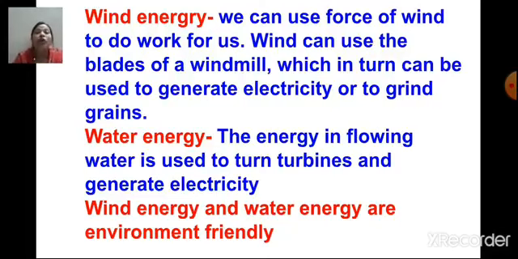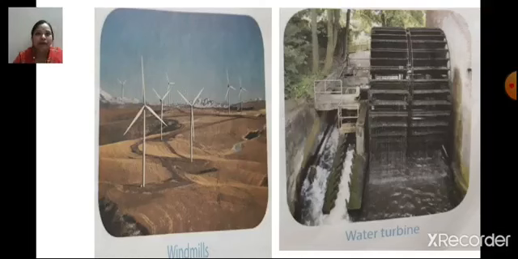Now the next is water energy, or we also call it hydro energy. The energy of flowing water. As we use the energy of flowing wind, we also use the energy of flowing water. And how is it used? It is used to turn the turbines to generate electricity. Both water energy and wind energy are environment friendly. They do not produce any harmful things that pollute the environment.